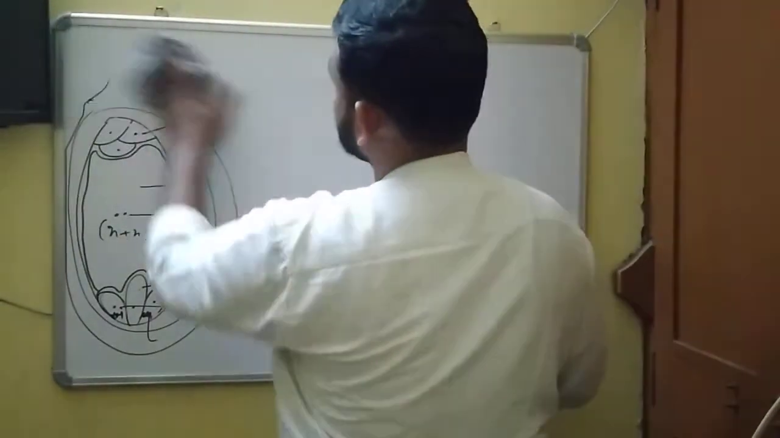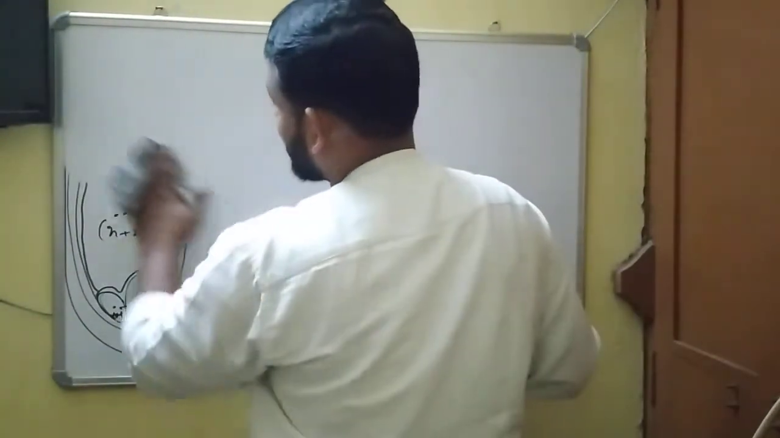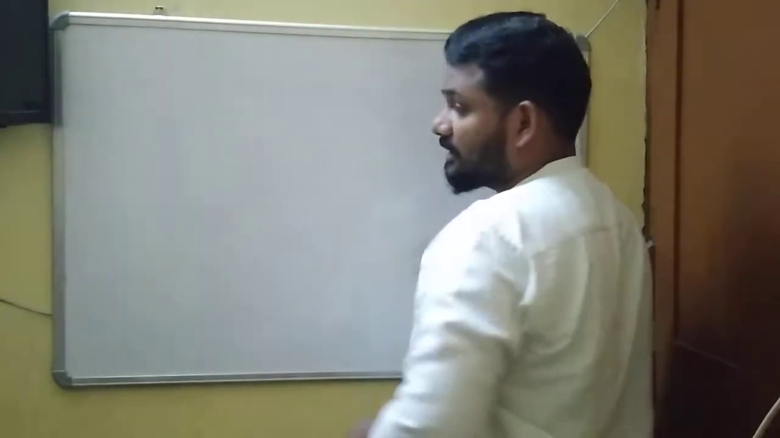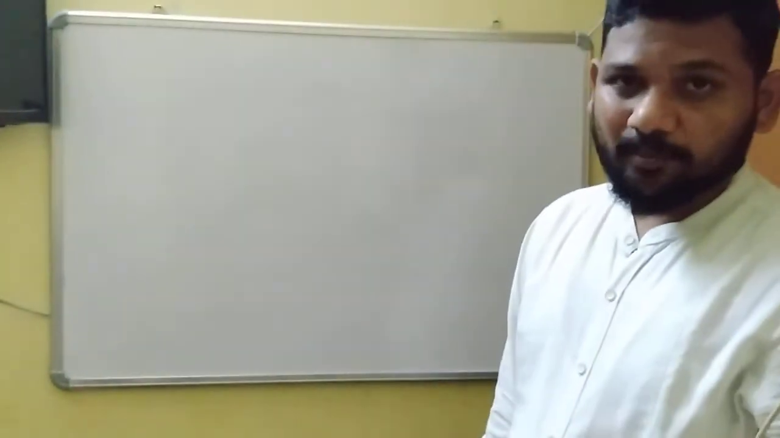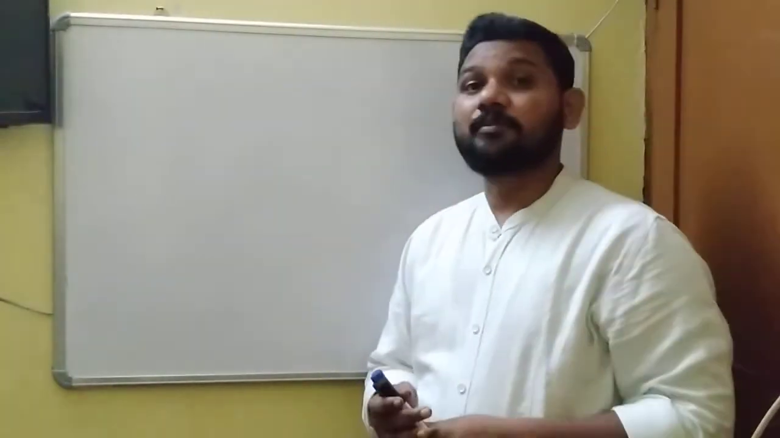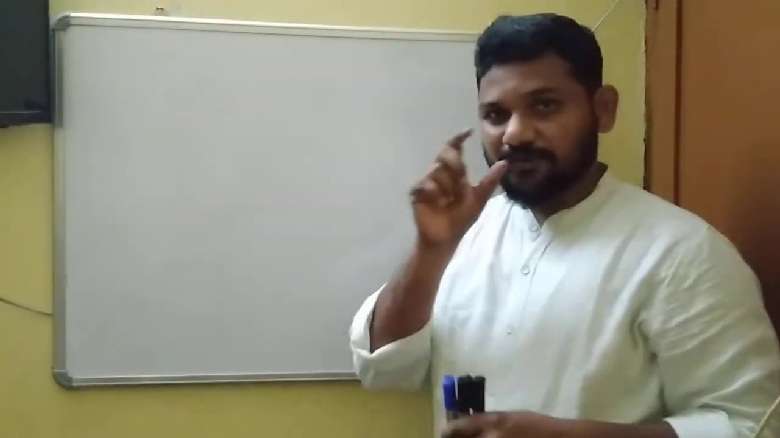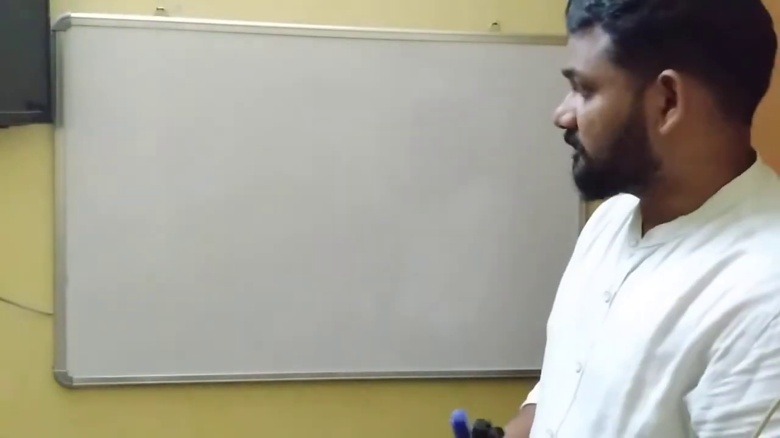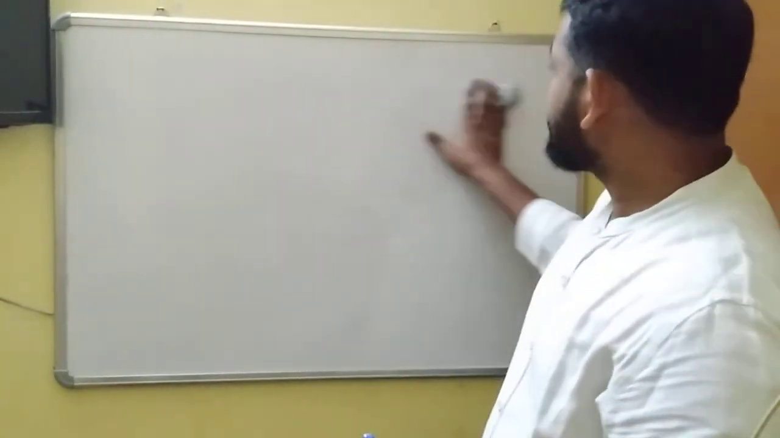In angiosperms, there are two non-motile male gametes. These two non-motile male gametes fuse with two female partners. That's why it is called double fertilization. Double fertilization is one of the unique features of flowering plants or angiosperms. So these are the male and female gametophyte developments and their structures.